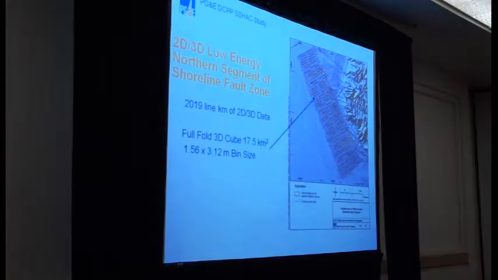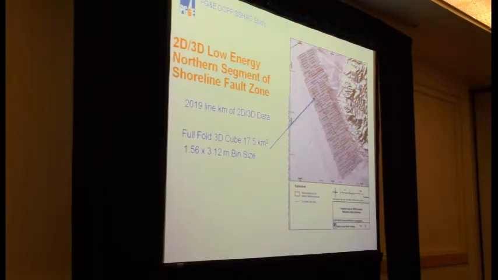This is a picture of the track lines that we collected for last winter's survey. And what we accomplished was about 2,000 line kilometers of 2D, 3D data. The 3D data cube is outlined here in the yellow, that T-shaped box. So that is an area of about 17.5 kilometers, and that was basically set out to look at this intersection of the northern segment of the shoreline fault zone with the Hosgri Fault.